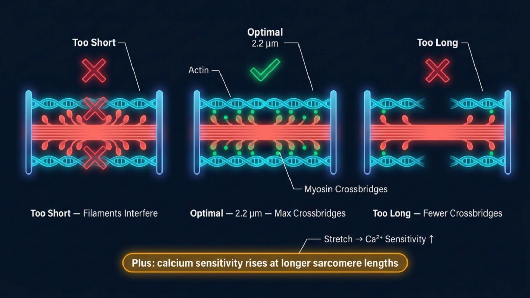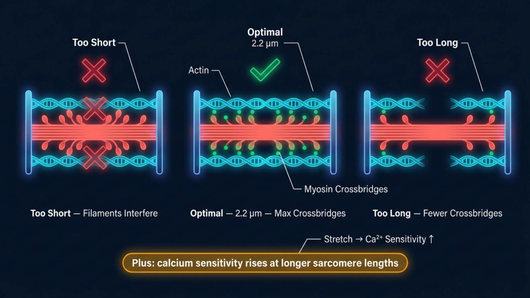Now the Frank-Starling law. Within physiologic limits, the more you stretch the ventricle, the harder it contracts. Why? Because the sarcomere has an optimal length, about 2.2 micrometers, where the overlap between actin and myosin filaments gives the maximal number of cross bridges. At shorter lengths, the filaments overlap too much and physically interfere. At longer lengths, they pull apart and fewer cross bridges can form.